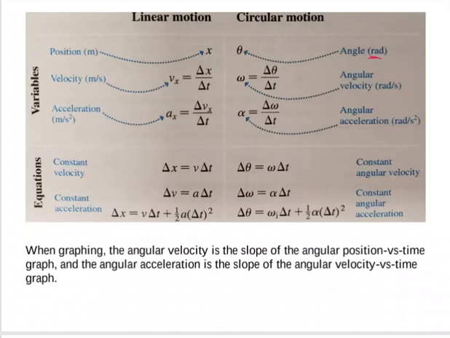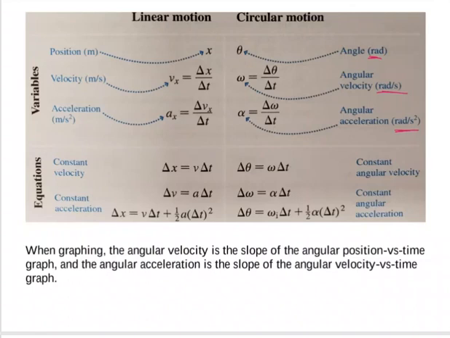For velocity, we had meters per second, and we calculated that using v sub x equals delta x over delta t. The correlation there with circular motion is velocity turns into angular velocity. We calculate that with delta theta over delta t instead. And the units there are radians per second, not meters per second. With acceleration in linear motion, we had a sub x equals delta v sub x over delta t. In circular motion, we have angular acceleration, which is delta omega over delta t. The units are radians per second squared, not meters per second squared.